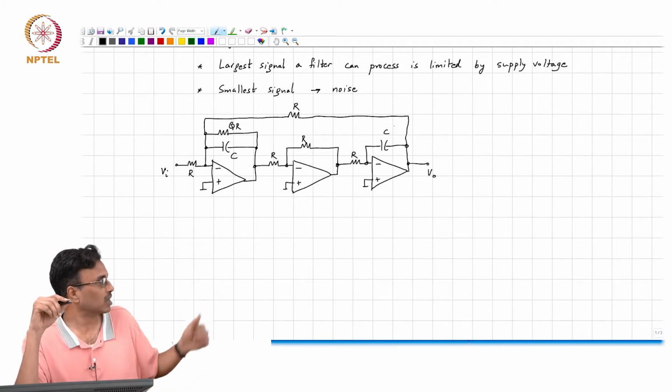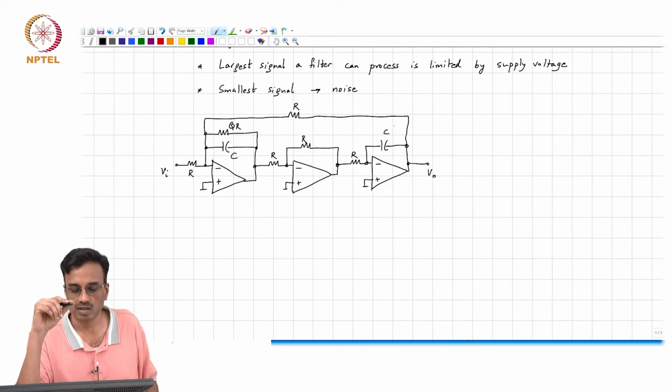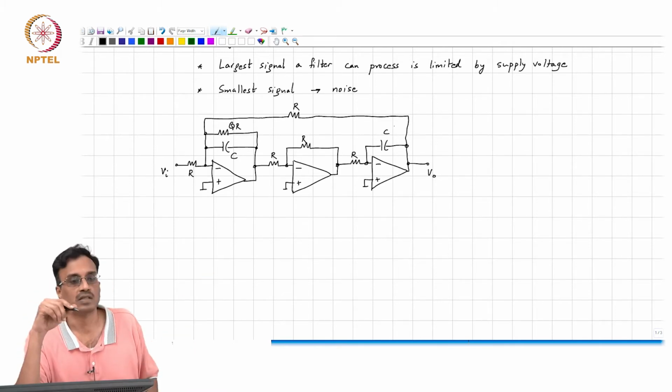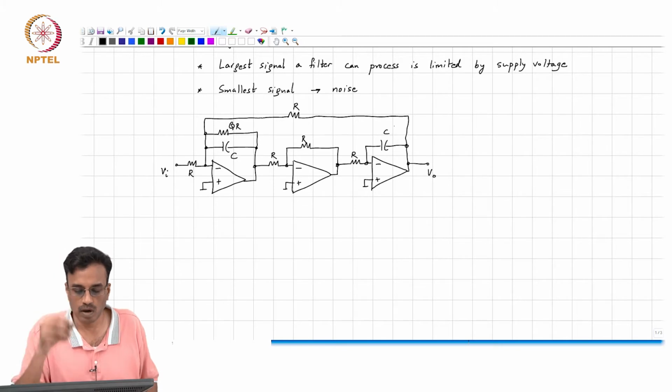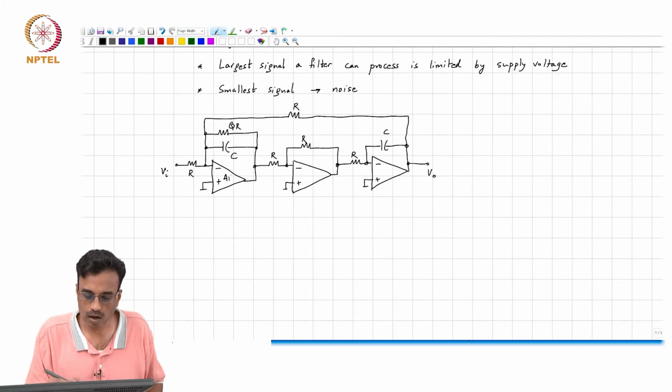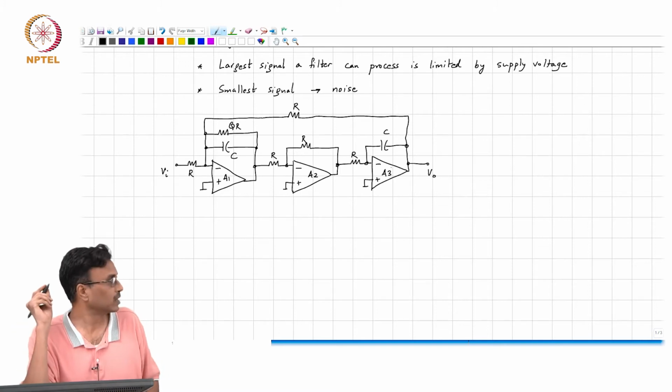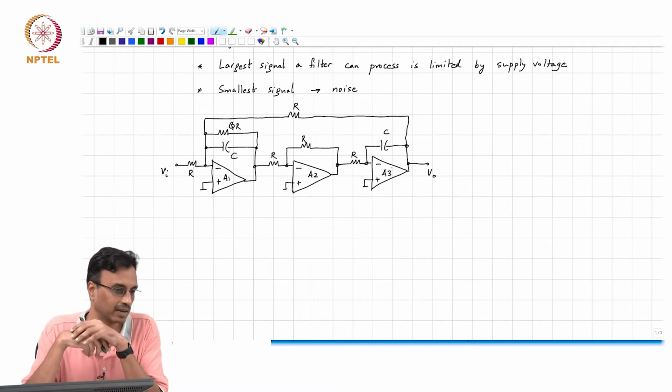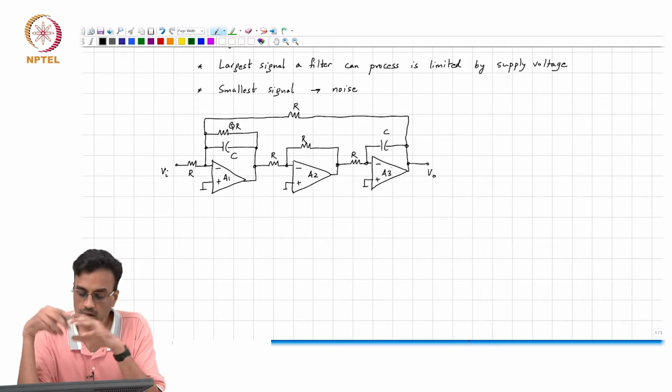If the Q is very high, then it turns out that, as you will check for yourselves in one of the assignments, the peak signal at the output of this op amp A1 becomes much larger than that of A3, and then you can do some dynamic range scaling and equalize the peaks.